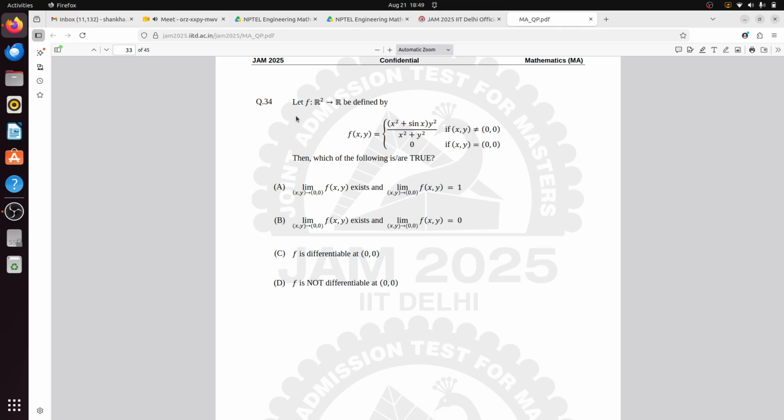Let f from R2 to R be defined by f(x,y) equal to (x square plus sin x y square) by (x square plus y square) if (x,y) is not equal to (0,0), and it is 0 if (x,y) equals (0,0). Then which of the following is/are true? Option A: limit of f(x,y) as (x,y) tends to (0,0) does not exist. Option B: limit as (x,y) tends to (0,0) of f(x,y) exists and equals 0. Option C: f is differentiable at (0,0). Option D: f is not differentiable at (0,0). Please solve it. You know I have already discussed differentiability.